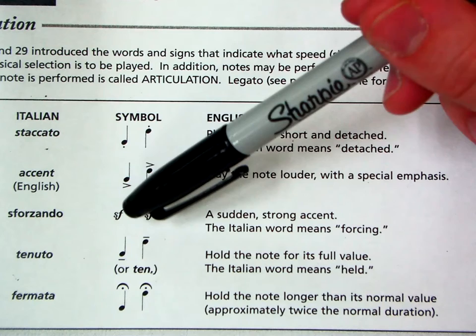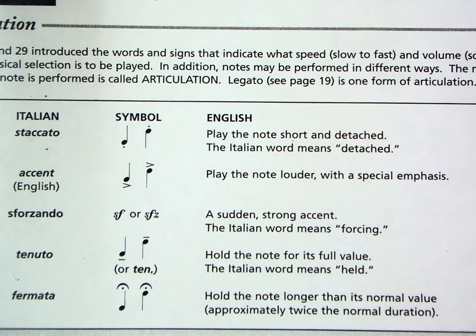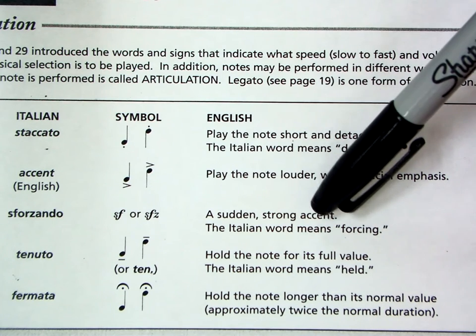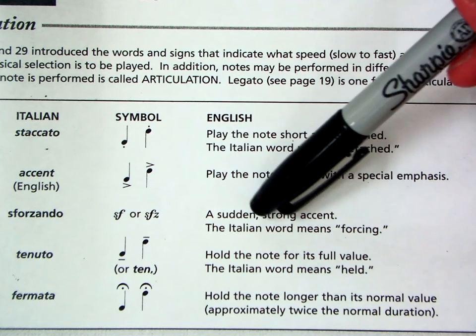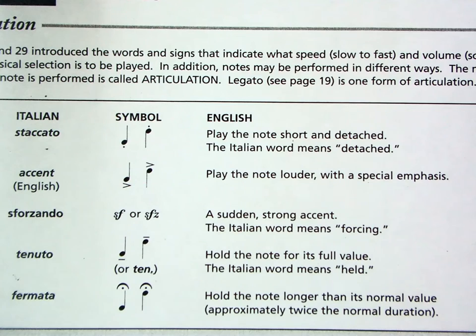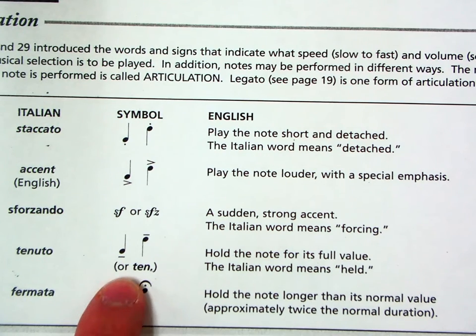Sforzando, SF or SFZ, right? Either of those two abbreviations work. A sudden, strong accent. The Italian word means forcing. Right, so for this one exactly, it's a little bit stronger than what an accent might be. Right, we want to really emphasize that note. So an accent means to bring it out, sforzando means to put a little bit of extra emphasis on it, or a strong accent.